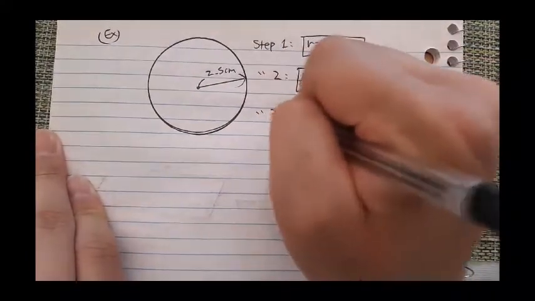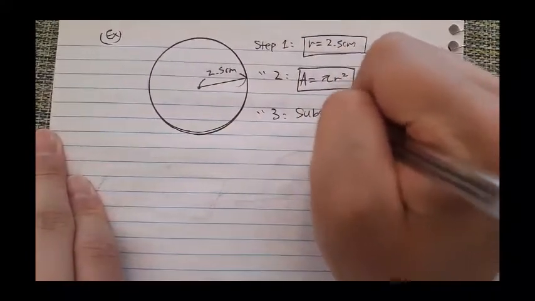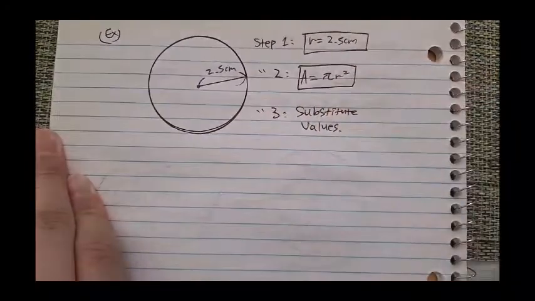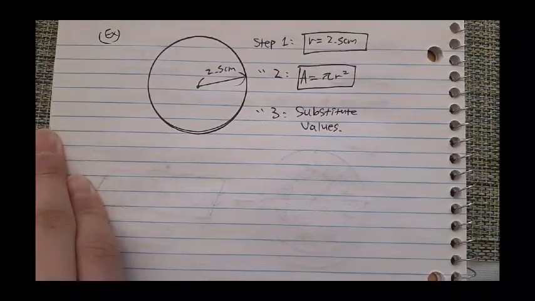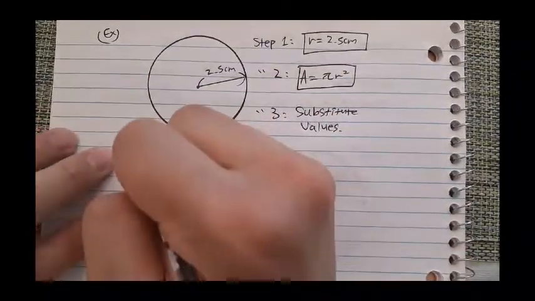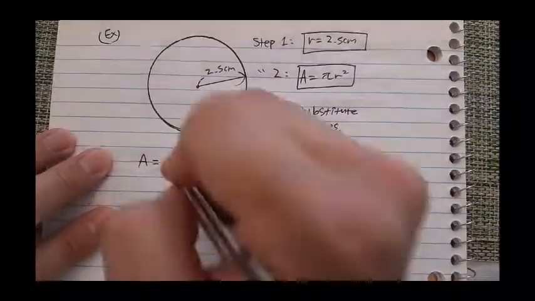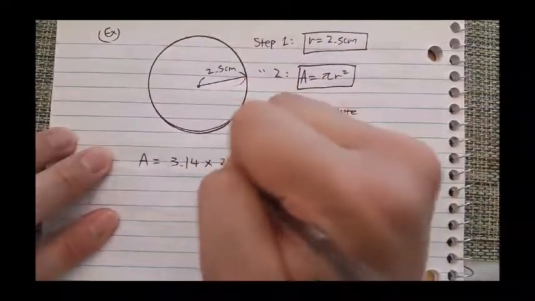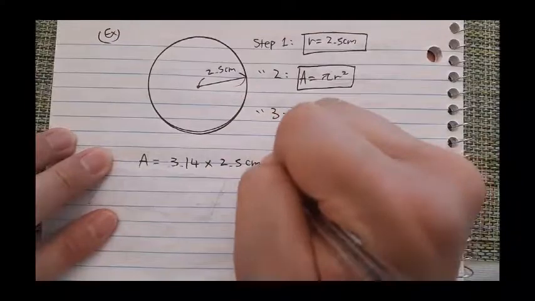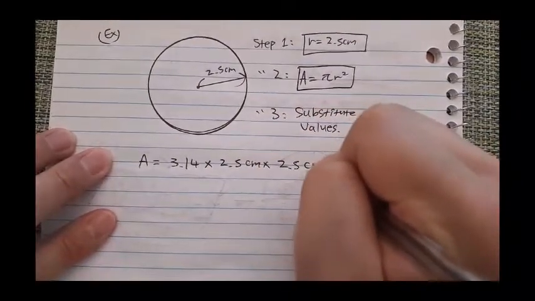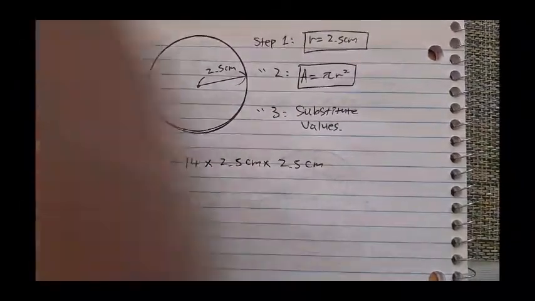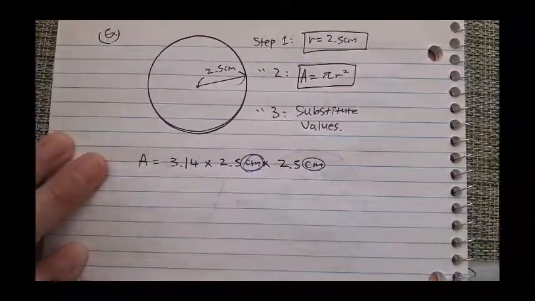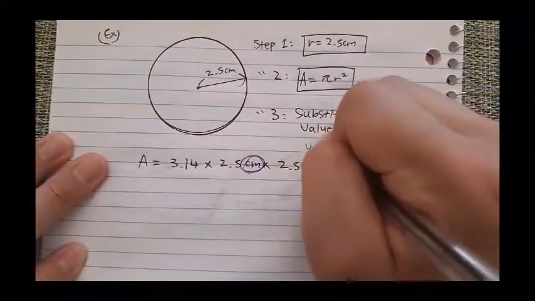Step number 3, substitute values. This is very similar to the last lesson. And this is a tricky part because when you substitute, you need to go 3.14 times 2.5 centimeter. One more time, 2.5 centimeter. It is important to include units. Don't forget units.